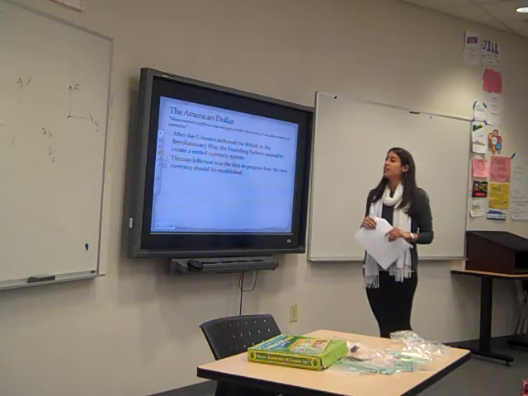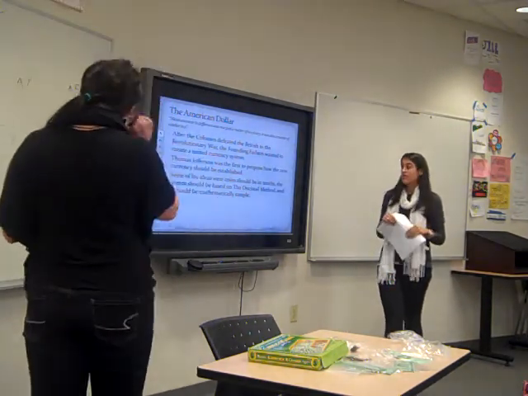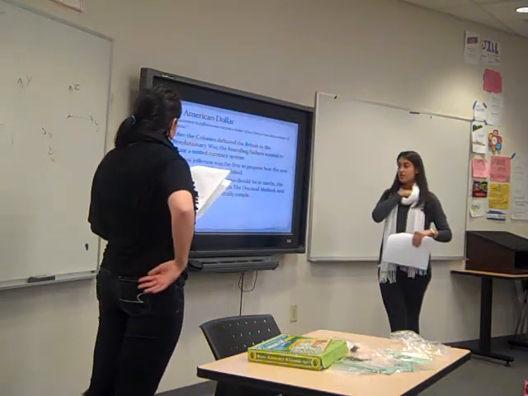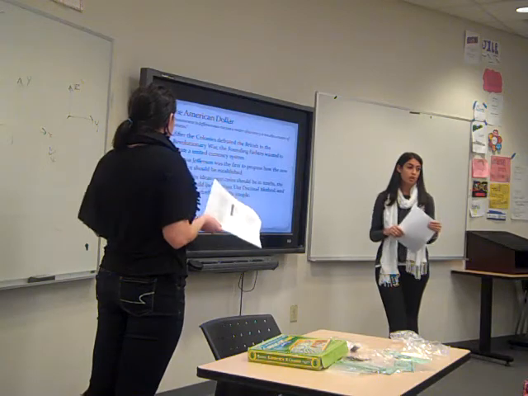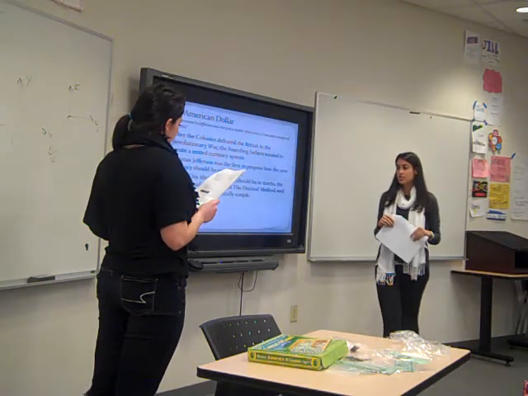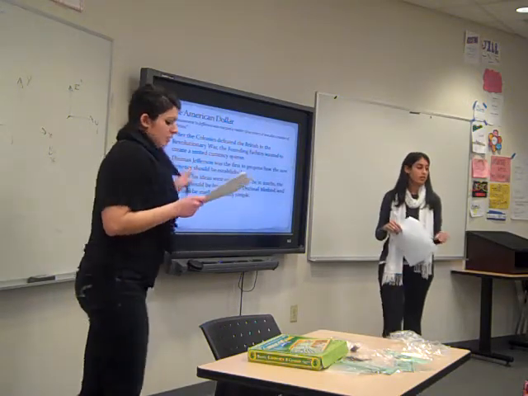So we have the American dollar. After the colonies defeated the British in the Revolutionary War, our founding fathers wanted to create a united currency system. Thomas Jefferson was the first to propose how that new currency should be established. Some of his ideas were that coins should be in tens, the system should be based on the decimal method, and it should be mathematically simple.